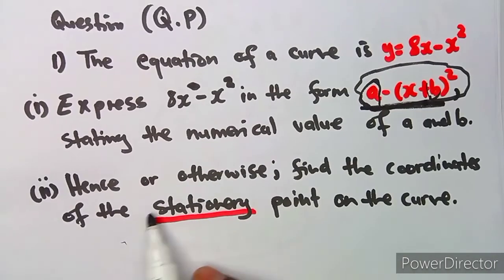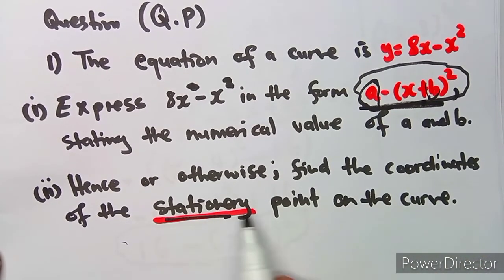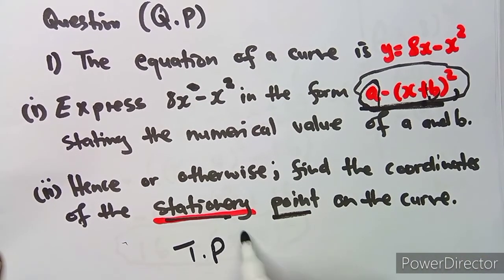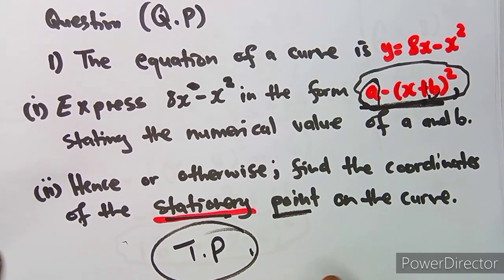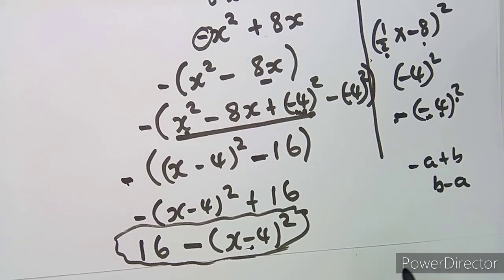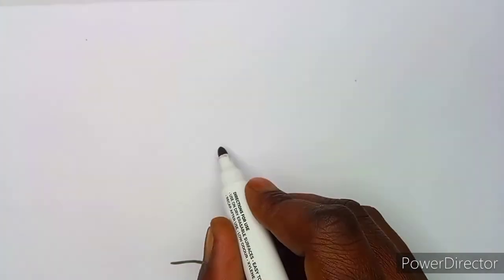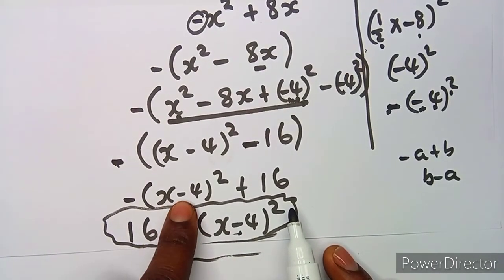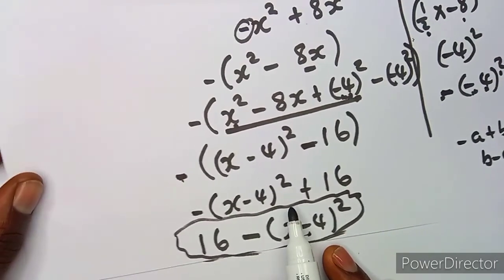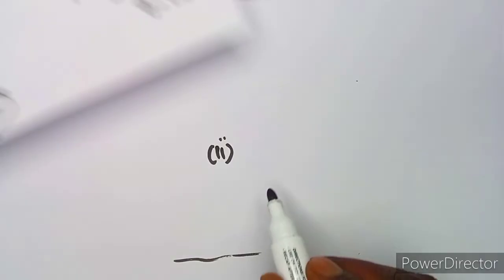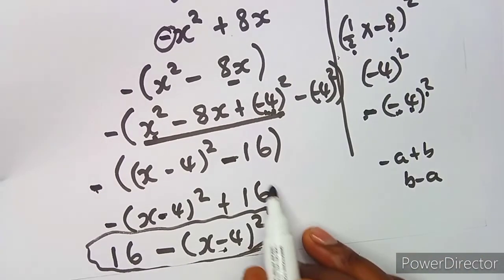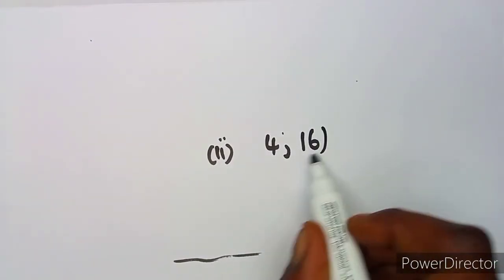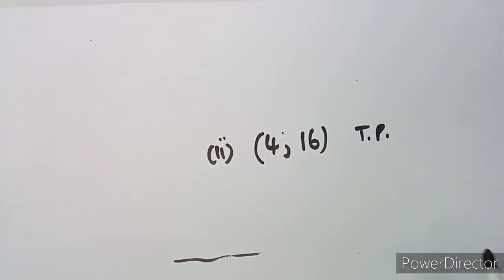Okay, now hence or otherwise, find the coordinates of the stationary point. The stationary point simply means the turning point, guys. So therefore our stationary point in this case, which is our turning point, is going to be, remember I said if you can write your expression in this form, you introduce in the value of x a negative, so it's minus minus, which is a 4. This is a minus and a minus, so that is going to be a 4. The value of y here is positive 16, so that will be your stationary point or your turning point.